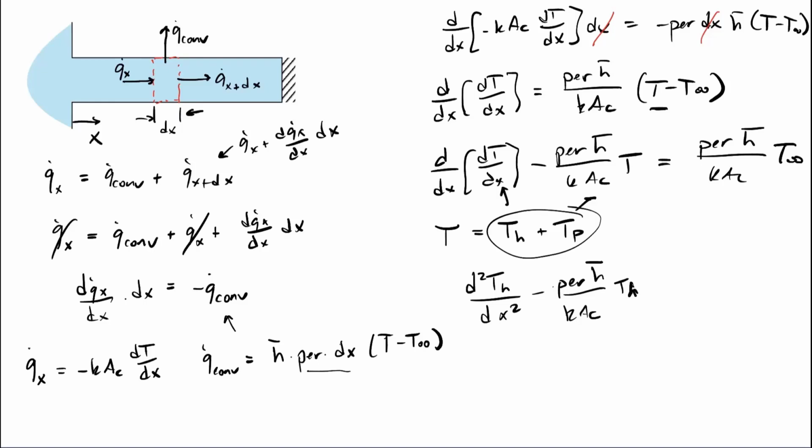Let's see, and then we're going to substitute in TP. Right? So we've done our TP, so it's the same thing: d squared TP over dx squared minus perimeter h bar over k ac times TP. Okay, and then all of that has to equal the right-hand side, which remains unchanged, which is minus perimeter times h bar over k ac times t infinity. Okay, so that's now our substituted equation.